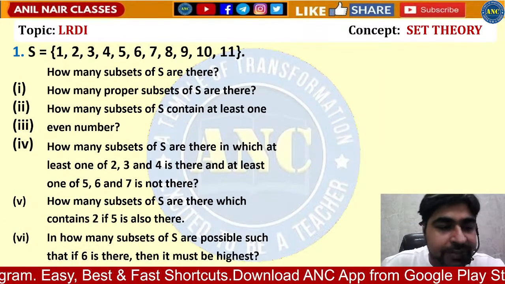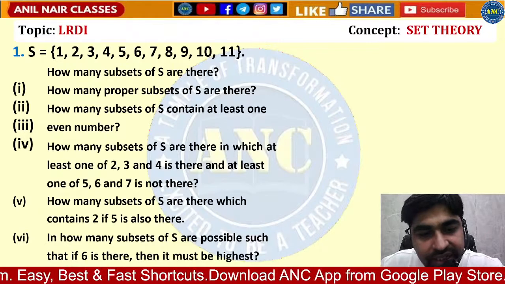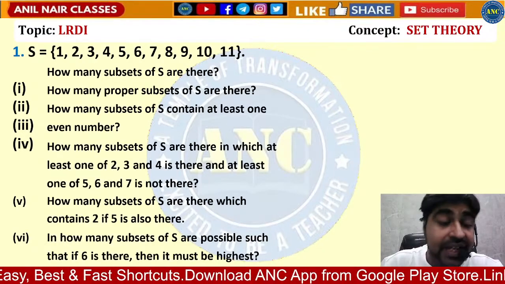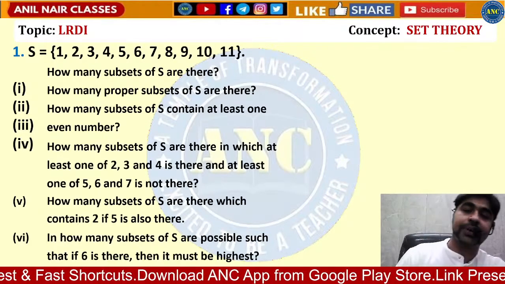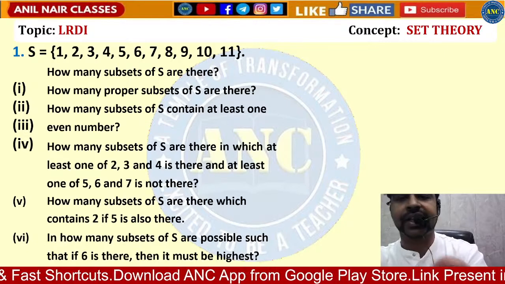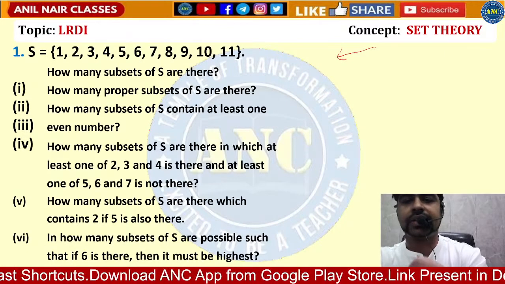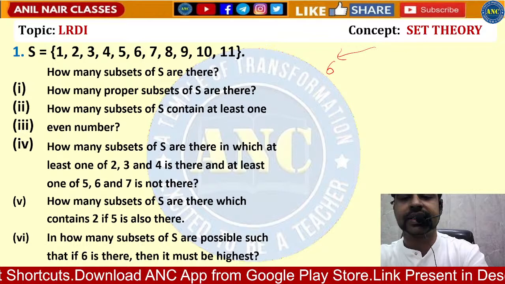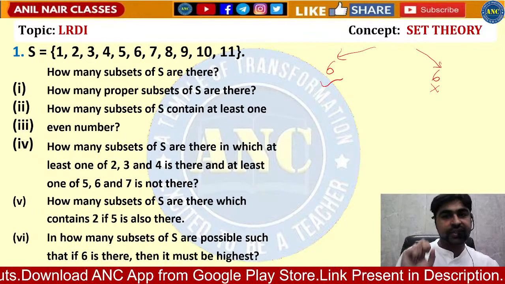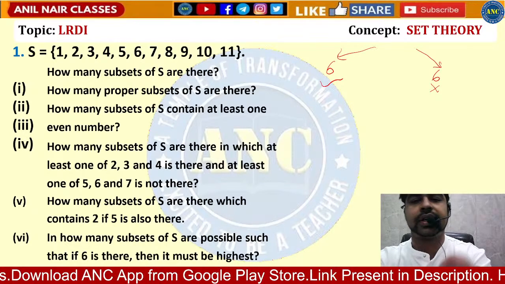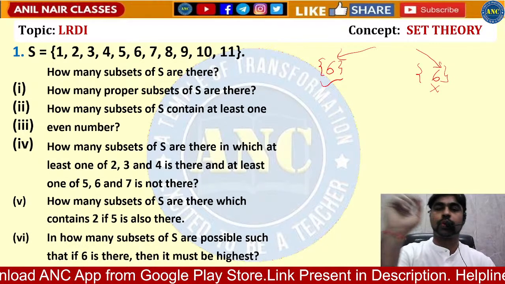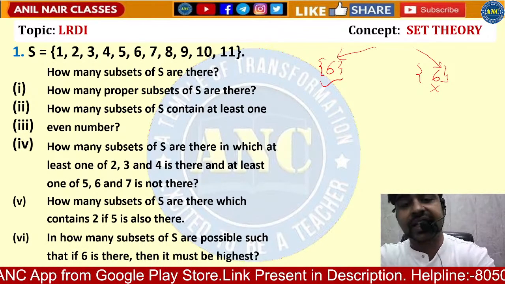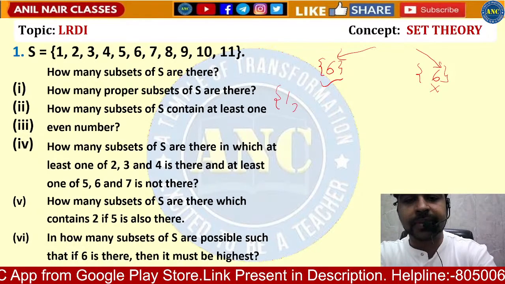Now, coming to the next part. How many subsets of S are possible such that if 6 is there, then it must be the highest? Okay, a very good question. See, there are two options: taking a 6 or not. Right? 6 is there or 6 is not there. You can take only two things. How many subsets can you form with the element 6? 2 to the power of 1. Take 6 or do not take 6. If 6 is taken, then it must be the highest value.